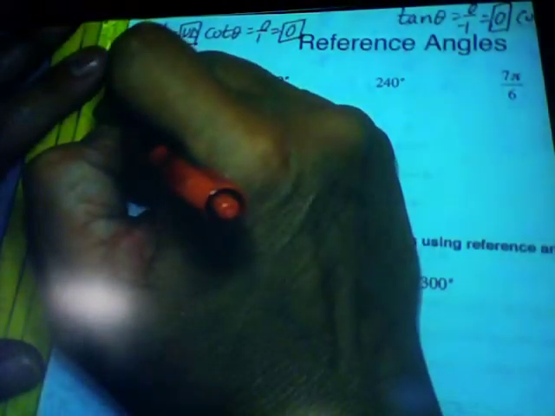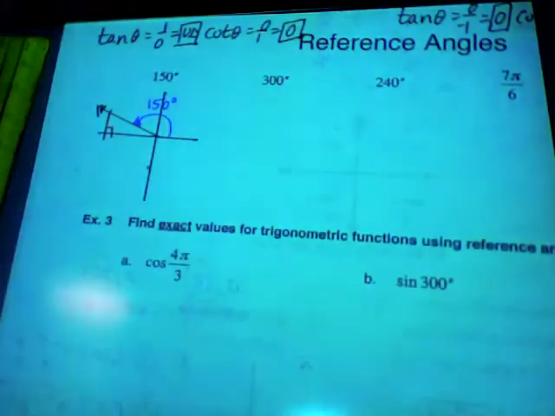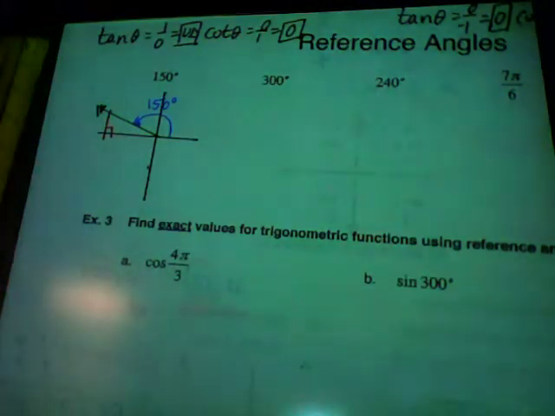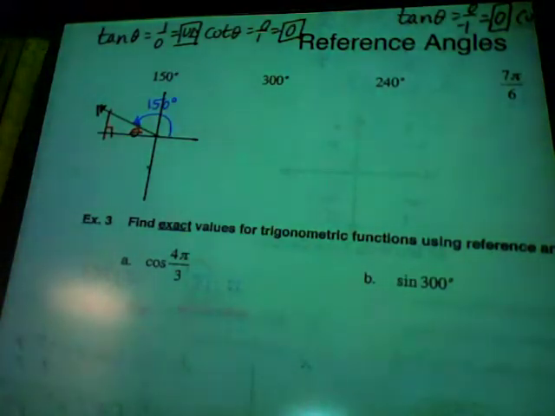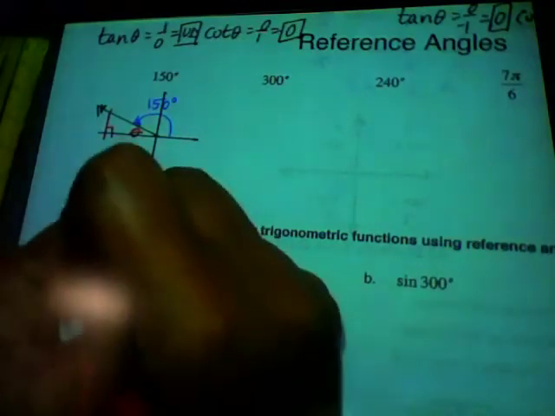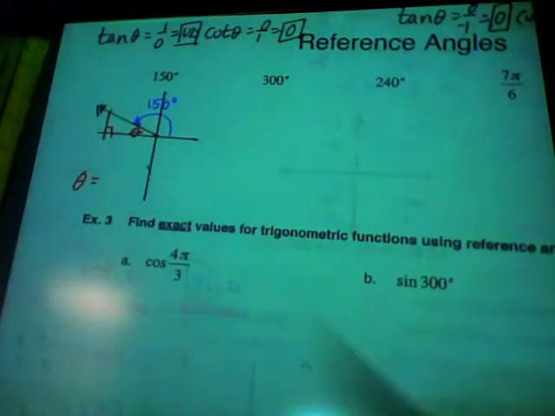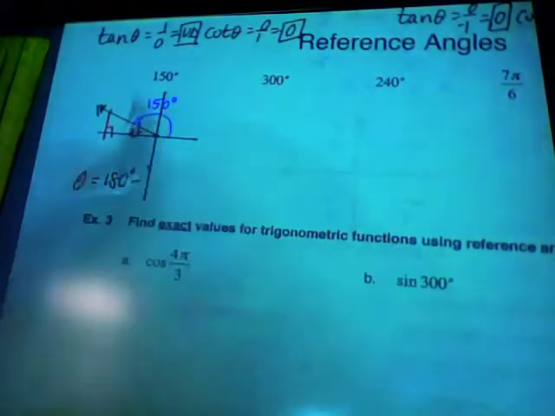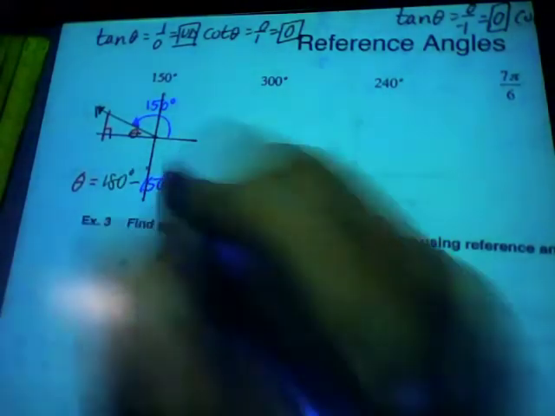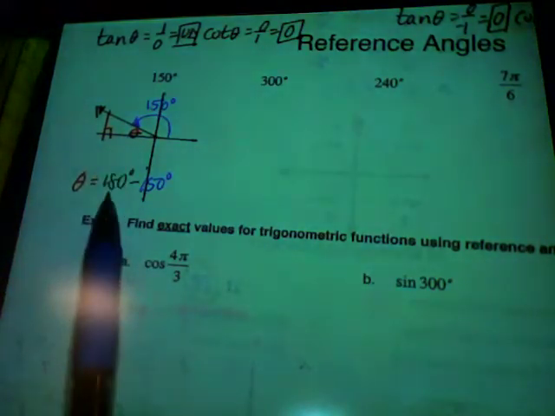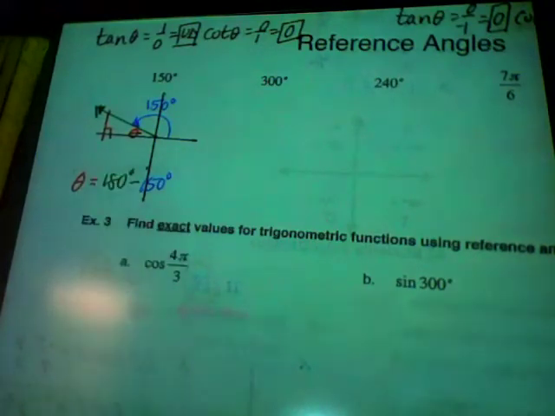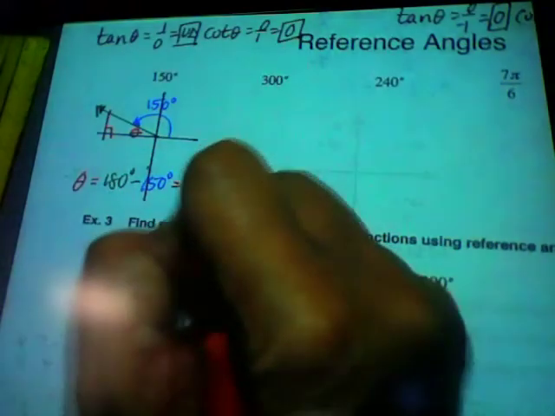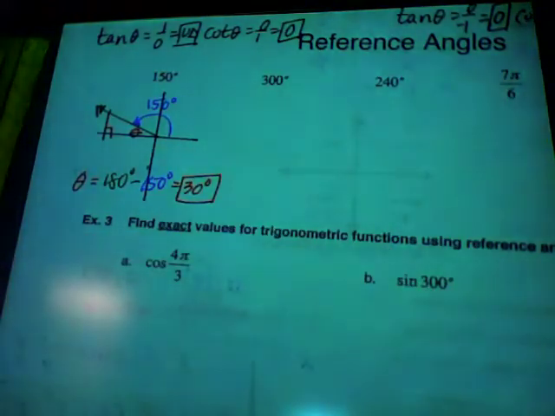Then my reference triangle is right down here. Always go straight down to the x-axis. This right here is my reference angle. What angle would that be? Yeah, so theta is equal to 180 degrees minus 150. It's either going to be 180 or 360, because it's always either side of the x-axis. So that's how we end up with 30 degrees. That's my reference angle. It's important that you can find that reference angle.